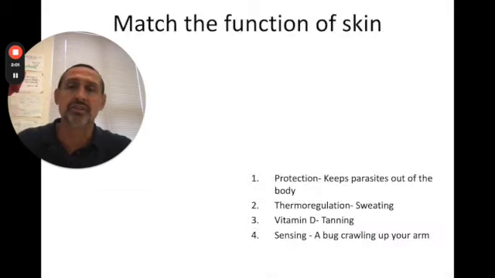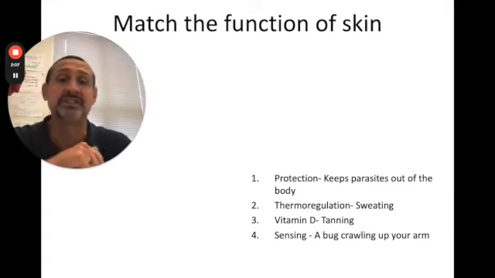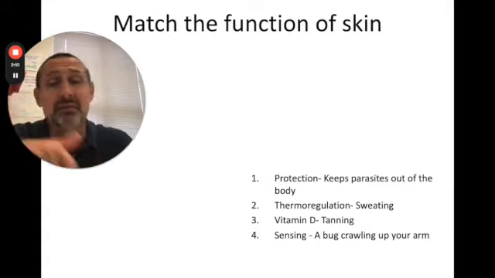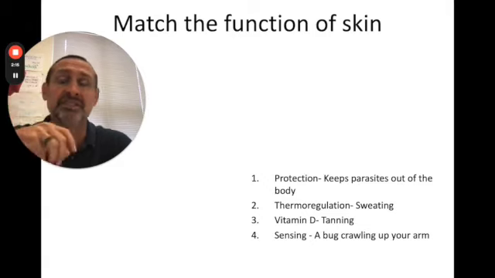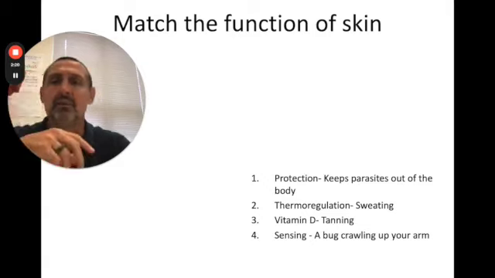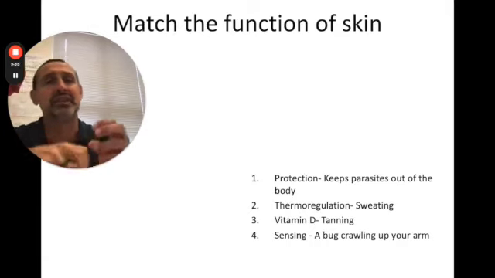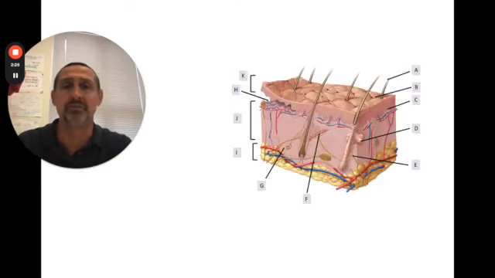So what are some functions of skin? Well, the main functions of skin are things like protection, where it's keeping parasites and other things out of the body. Thermoregulation, which just means temperature regulation, things like sweating or goosebumps. Vitamin D, which you get from the sun. And then sensing, like when something's crawling on your skin, it detects that and can send that message to your brain so you can do something about it.